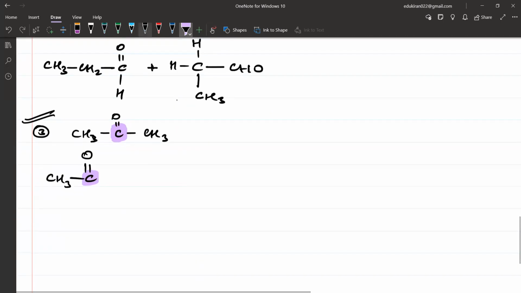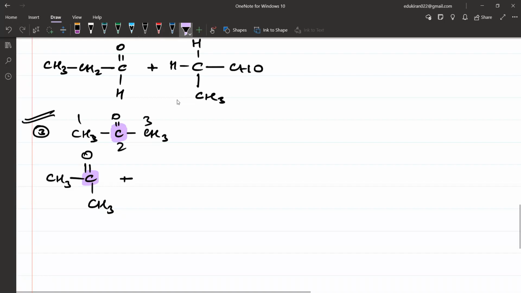Tell me, what should I write next? This should be bonded to? C. Arey, look at this carbon atom and tell me. 1 CH3, 1 double bond O. What is remaining? CH3 is remaining. Now tell me which carbon should I write? 1, 2, or 3? Here I should write which carbon atom? Carbonyl. Which carbon? 1, 2, or 3?